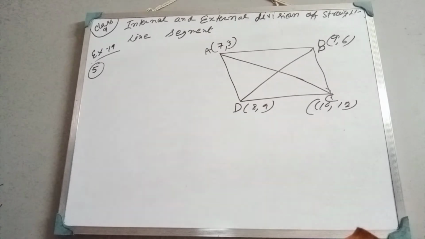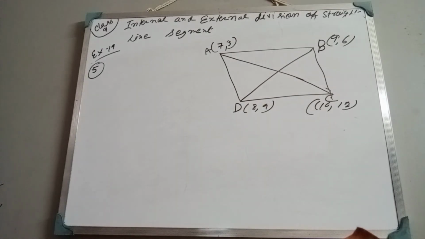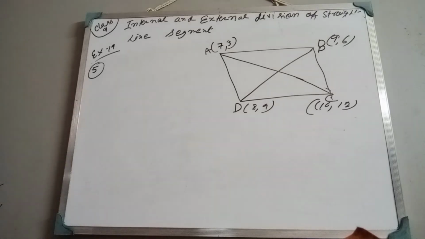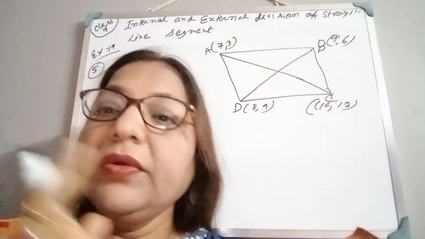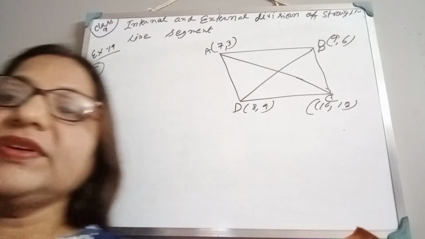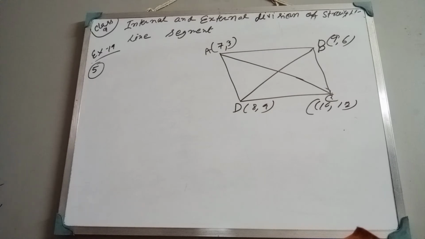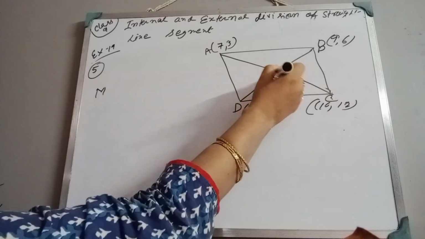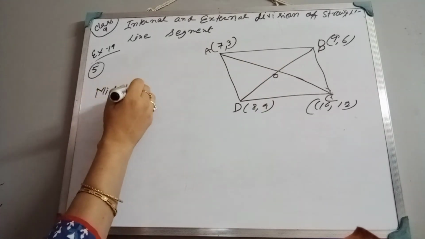So initially we will calculate this for quadrilateral ABCD. Now the midpoint of the diagonal. What is the property of a parallelogram? We know diagonals of the parallelogram bisect each other. So at first we will follow this.